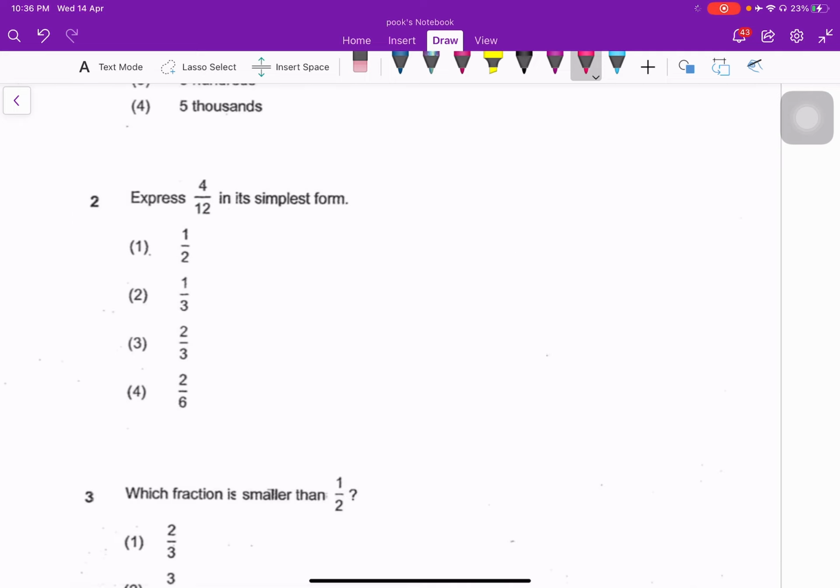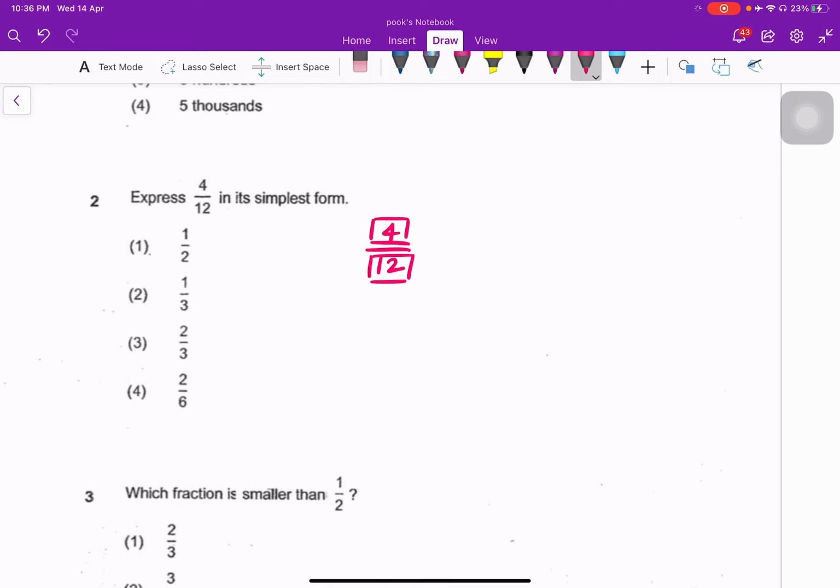For the second question, it asks us to express 4 over 12 in its simplest form. Simplest form basically means the smallest and easiest possible fraction for us to understand. So when you see a fraction like this, and you want to make it into its simplest form, the first thing you should think of is whether the denominator, which is the bottom number over here, can be divided by its numerator, which is the top number over here.